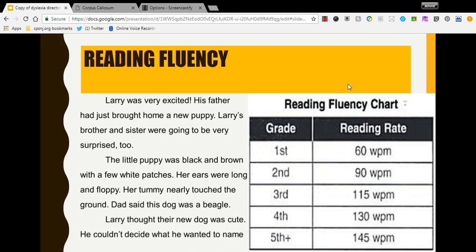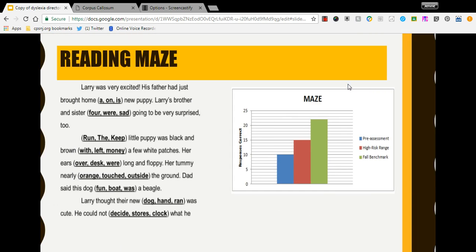So reading fluency, we talked about the reading fluency chart, and here's just a glimpse on first grade. The reading rate is about 60 words per minute, second grade 90, and you can see how that goes up. So reading fluency is just providing a student with a passage, whatever level they're at, or controlled or not controlled, and having them read that and determine how many words per minute are read.